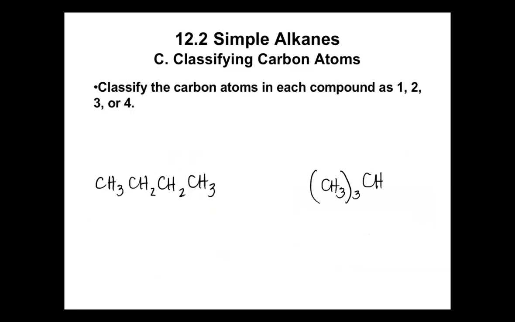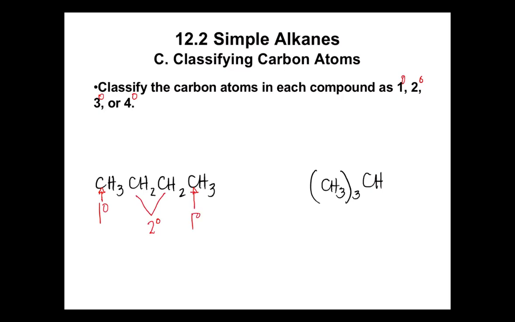This is in your book. Hindi ko lang alam kung anong page. Okay, so you have to classify the carbon atoms in each compound as primary, secondary, tertiary and quaternary. Okay, so for the first example, this one is a primary carbon kasi isang carbon lang yung naka-attach sa kanya. Itong dalawa is a secondary carbon, and then this one is another primary carbon.